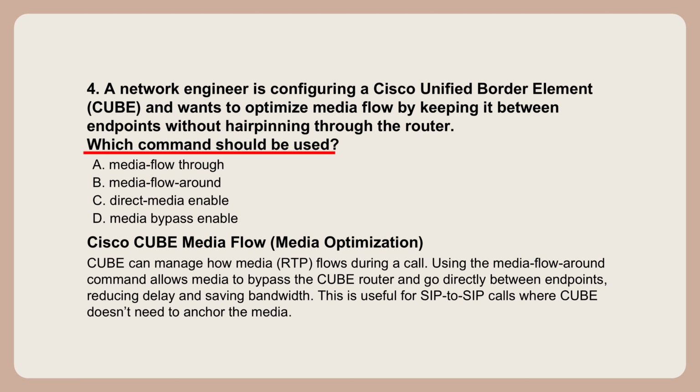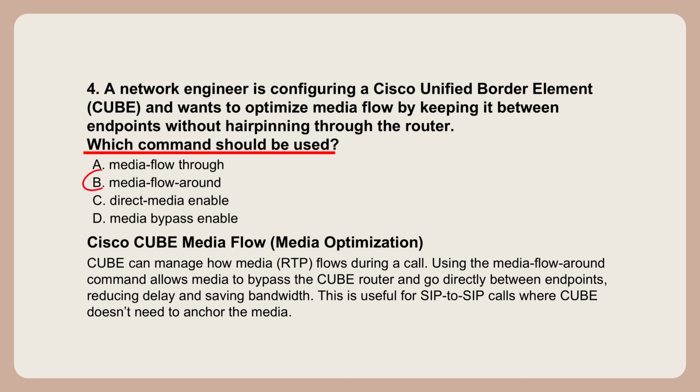Around. Sounds like it's going around the CUBE. I'm thinking B, media flow around. You got it. B, media flow around is the command. Okay, so what does media flow around actually do, and how's it different from that other one, media flow through? Good question. So media flow around basically tells the CUBE, okay, handle the call setup signaling, but once the call is established, let the actual media, the RTP stream, the voice and video data, flow directly between the endpoints, if possible. Don't force it to come through me.